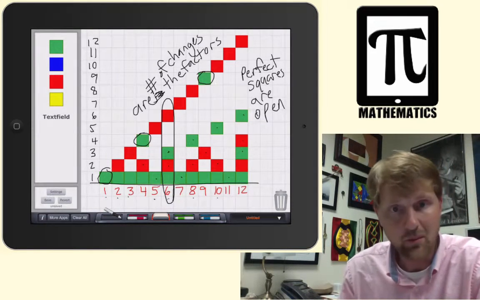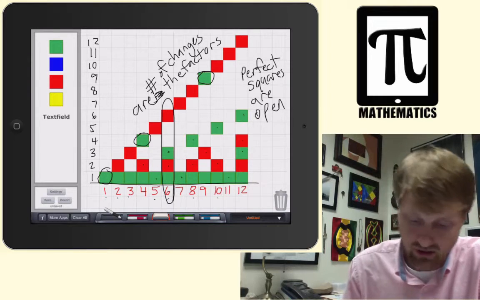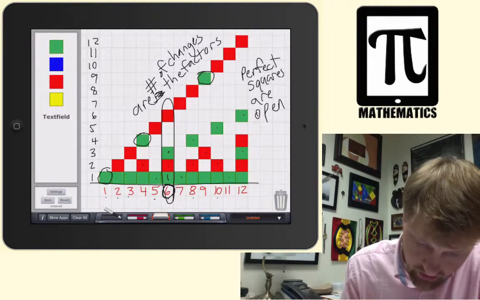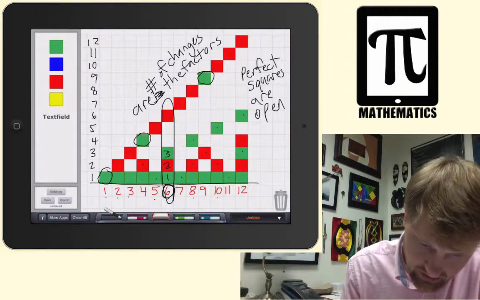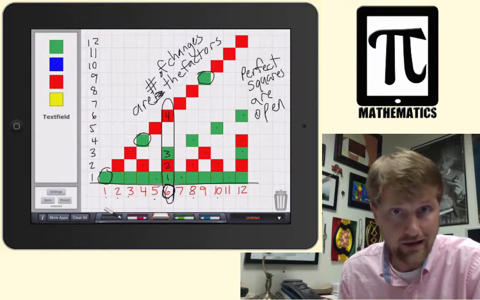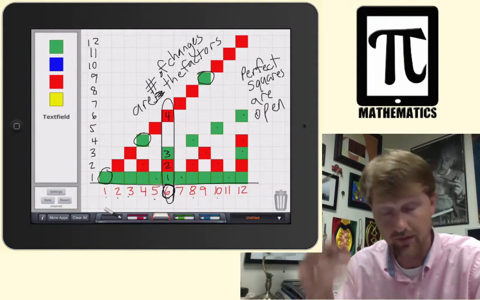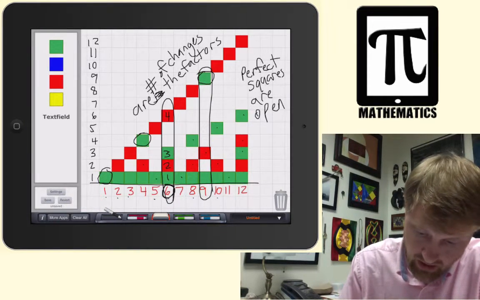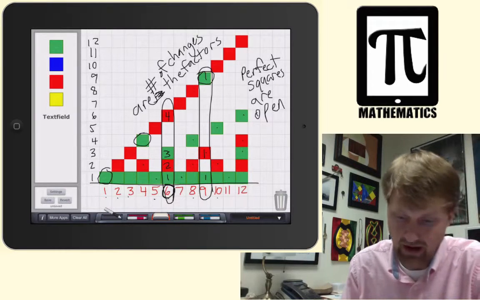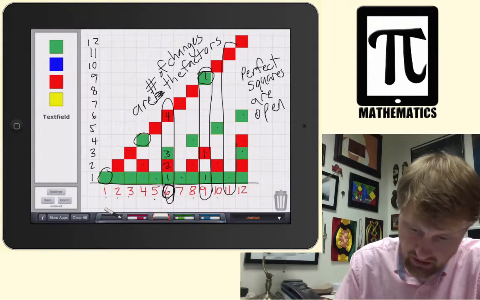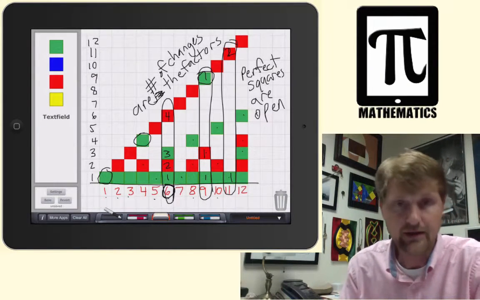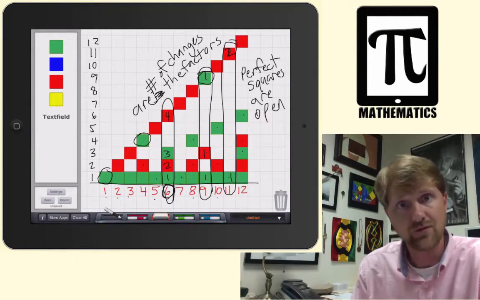Okay? So the number of changes represents the factors, meaning the factors of 6 are going to be 1, the number 2, the number 3, and the number 6. So there are 4 factors. The number 6 has 4 factors. The number 9 has 1, 2, 3 factors. The number 11 only has 2 factors, 1 and 11. So the idea is that you see that prime numbers only have 2 factors.